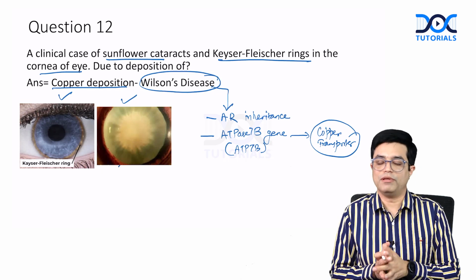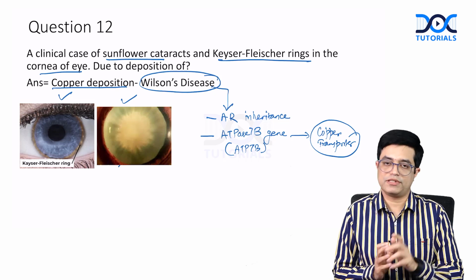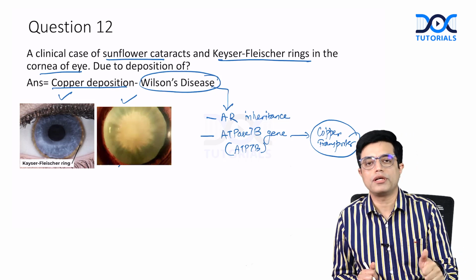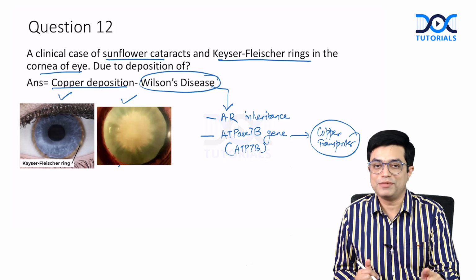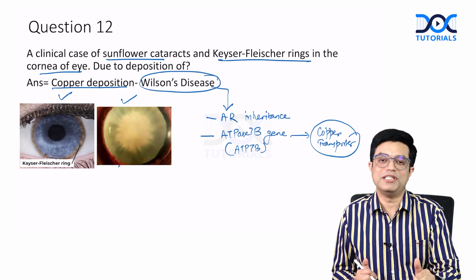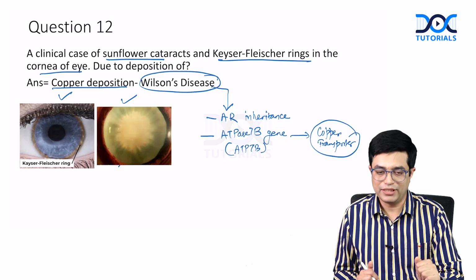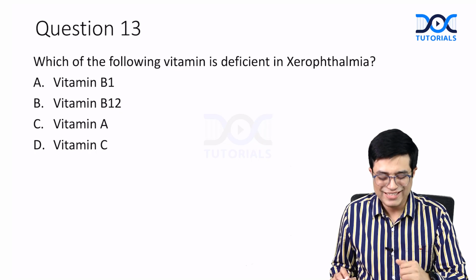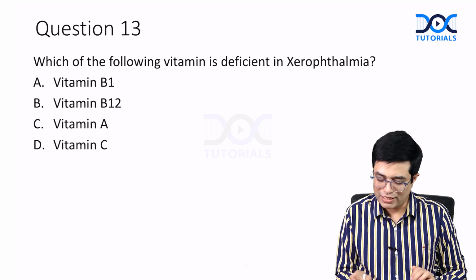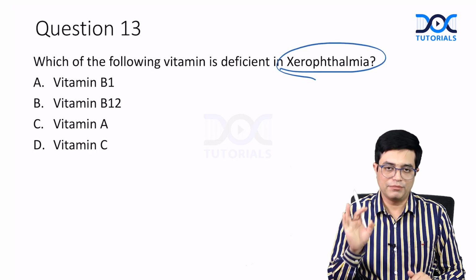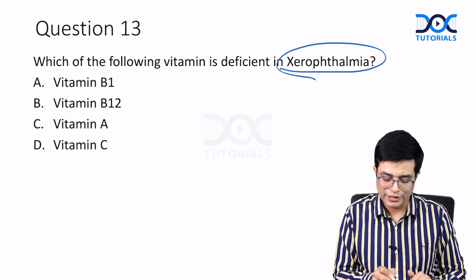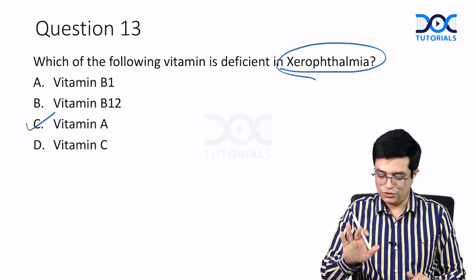So chelation therapy will be indicated in Wilson's disease. Wilson's disease is hugely important. Even if you have cracked the FMGE exam, for NEET PG also, for the next exam also, it is a very, very important topic. So go through the topic in detail. Question number 13, easy one-liner. Which of the following vitamins is deficient in xerophthalmia? Xerophthalmia arises due to vitamin A deficiency. I'm not going into details, you know it already.